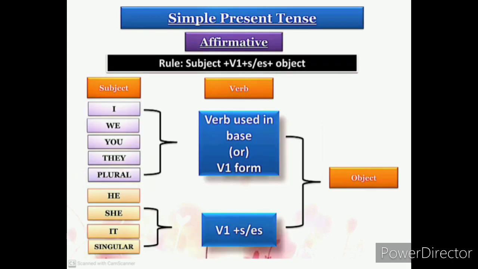Start with simple present tense. Affirmative rule. The rule is subject plus verb first form plus s or es plus object. So with the subject I, we, you, they and plural, we use verb first form and then object. With subject he, she, it and singular, we use verb first form plus s or es.